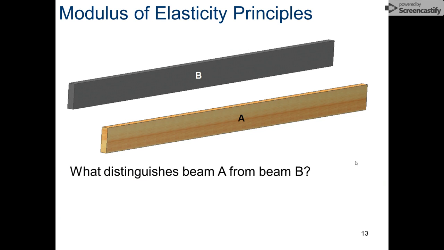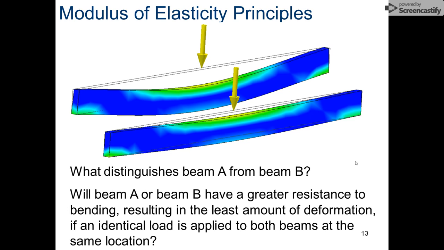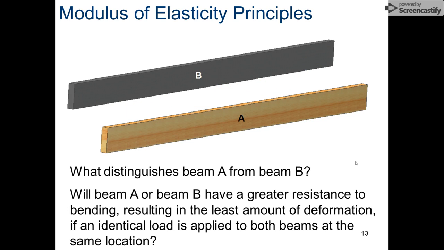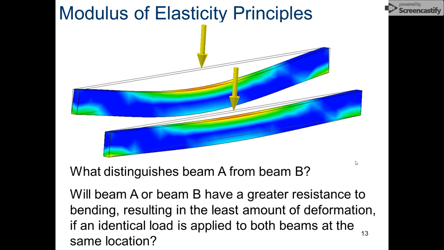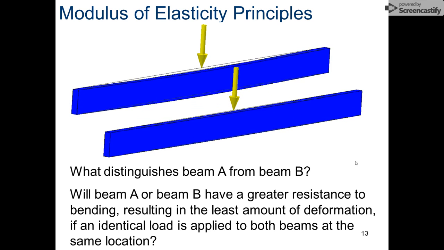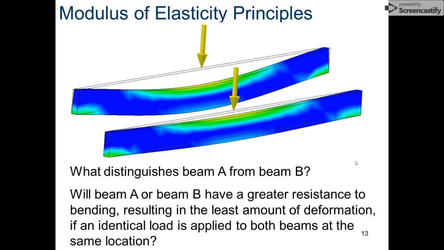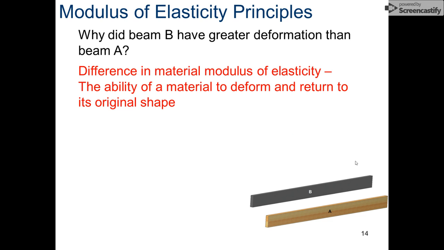But what distinguishes beam A from beam B? Well, will beam A or B have a greater resistance to bending, resulting in the least amount of deformation? Well, let's take a look. So we see that beam B actually has more deformation when the load is applied at the same point. So what does that tell us? It tells us the chemical makeup of the plastic beam is different from that of the wood. So it's the difference in material modulus of elasticity.